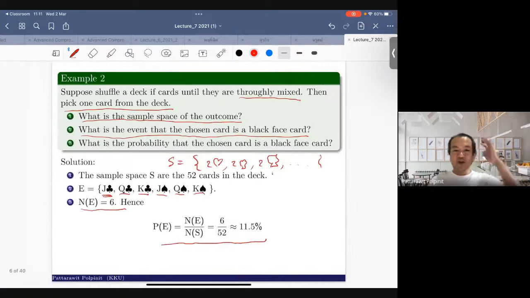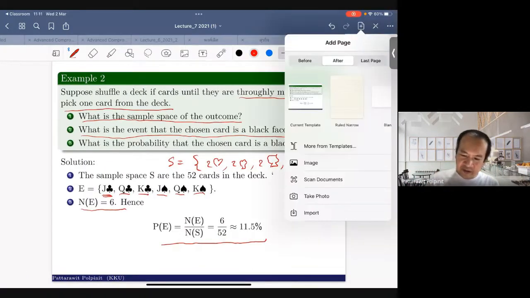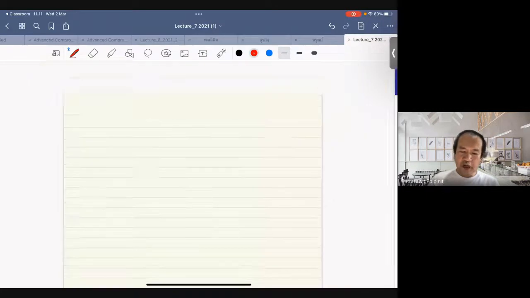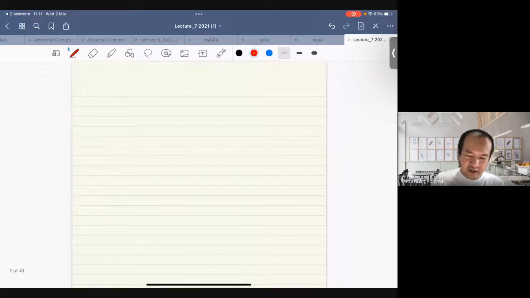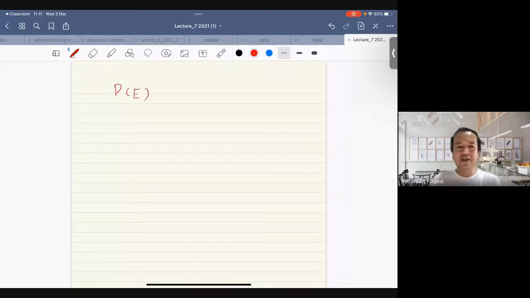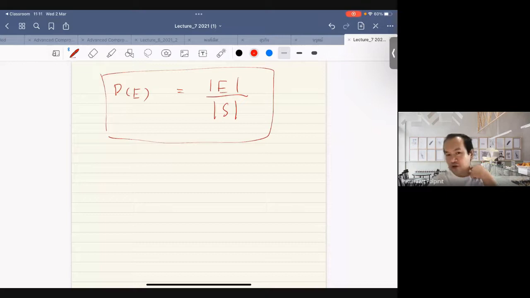Basically, in probability, you only have to know one formula: the probability of anything you're interested in equals the number of outcomes for the thing we're interested in divided by the number of all possible outcomes. This is the only formula that you need to know. Now the hard part is this. The example we just saw makes it easy to find the number of E and the number of S.